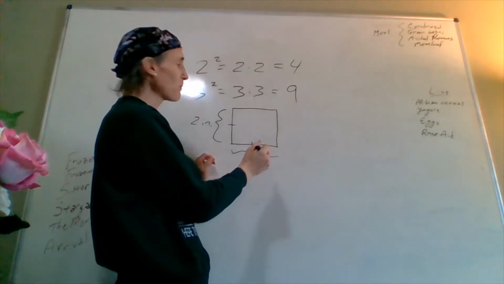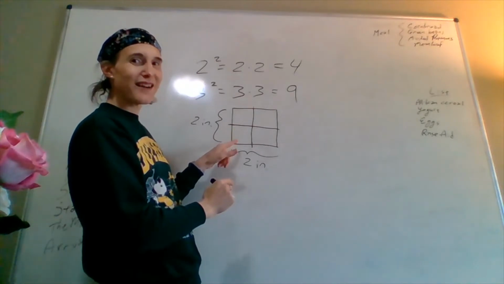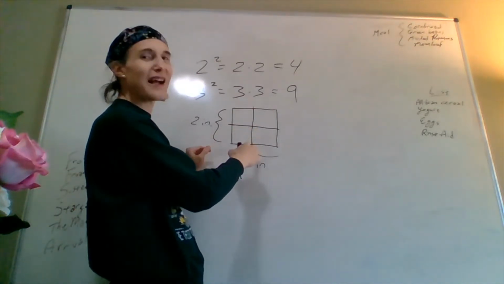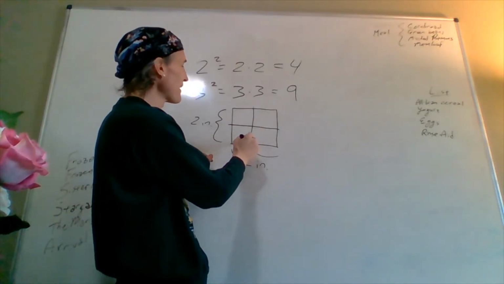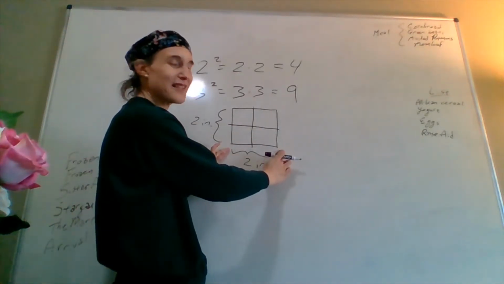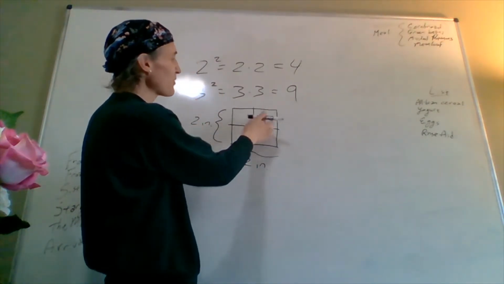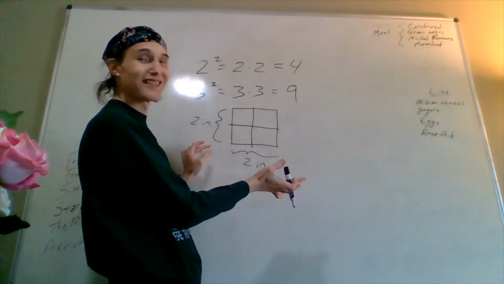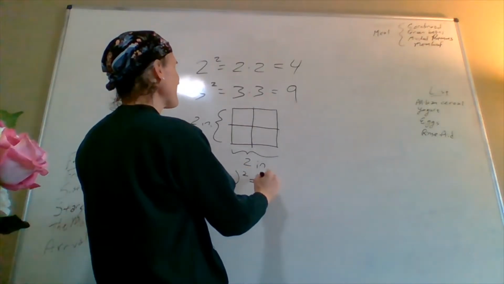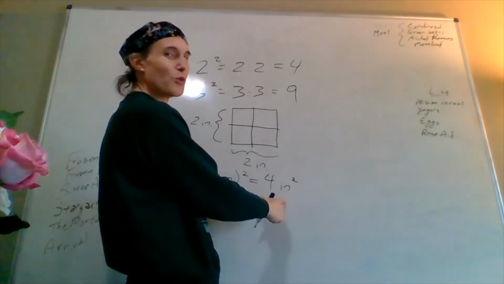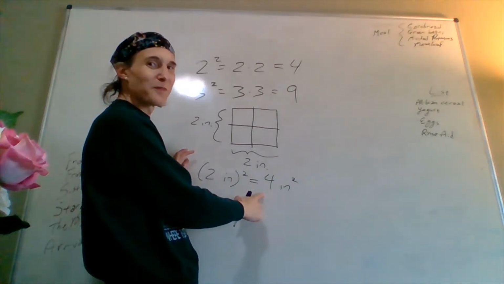And when you do, you have 4 squares that are each an inch across. So each square is 1 inch by 1 inch. So you originally had 2 inches, and when you multiply by another 2 inches, you have 1, 2, 3, 4 square inches. So 2 inches squared is 4 square inches. Notice the unit gets squared as well as the number.